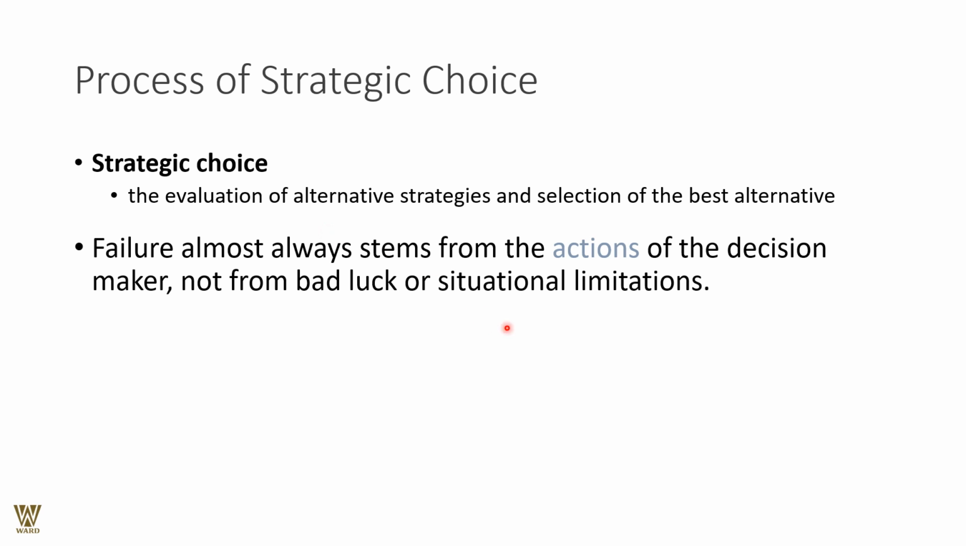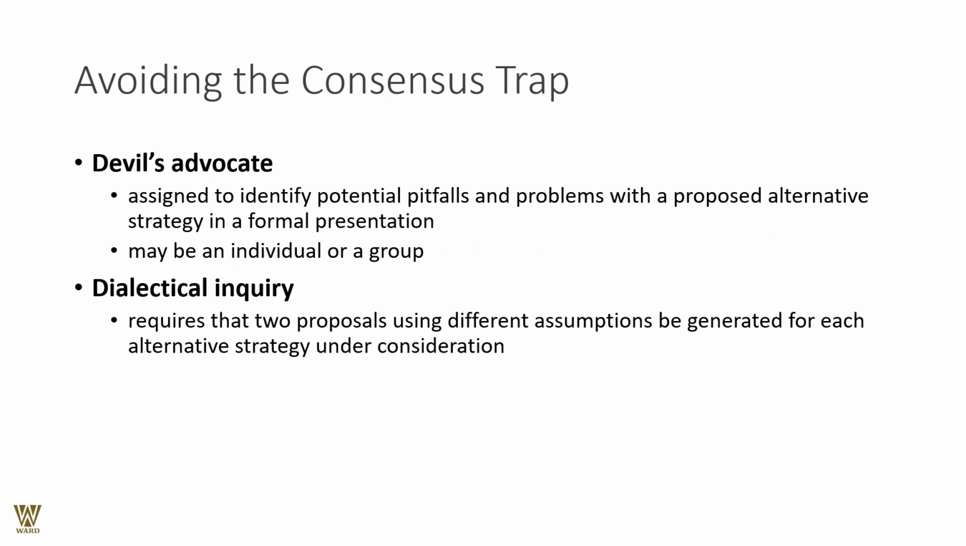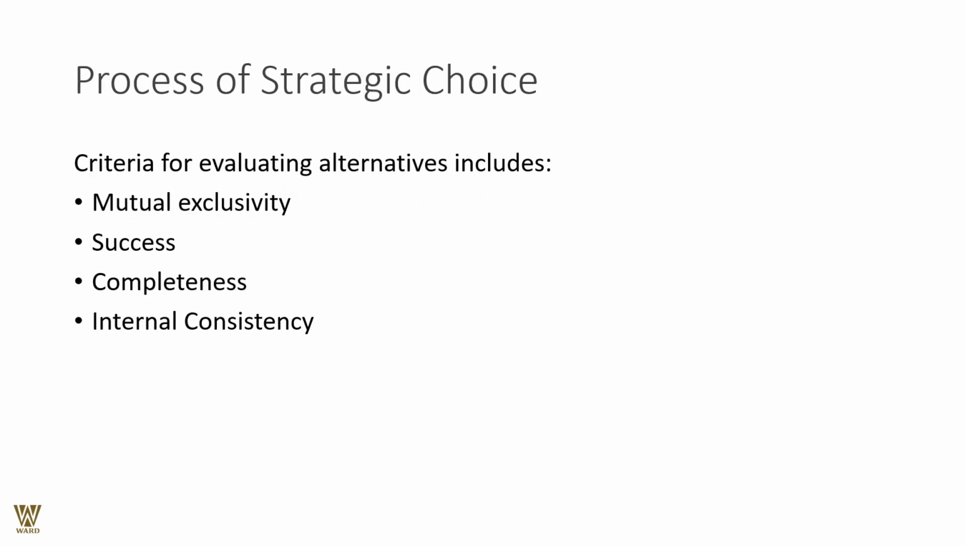So the process of strategic choice is the evaluation of alternative strategies and the selection of the best alternative. Failure is most always likely to stem from the action of decision, not from bad luck or situation limitation as the case might be. Yes, I will give you a devil's advocate as far as the consensus trap is concerned. Identify potential pitfalls. Probably identify the problems with the proposed alternative. Every time, indicate what might go wrong. It might be an individual, it might be a group, there might be people with vested interest. A dialectical inquiry requires two proposals using different assumptions to be generated for each strategy under consideration, and that is what we look into.